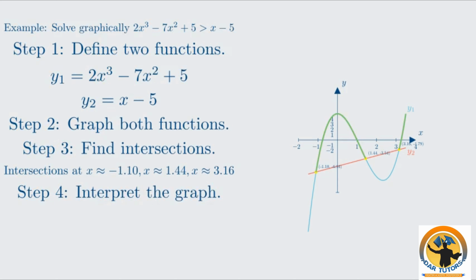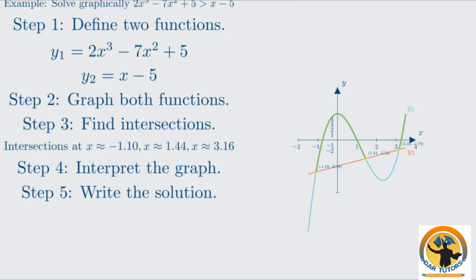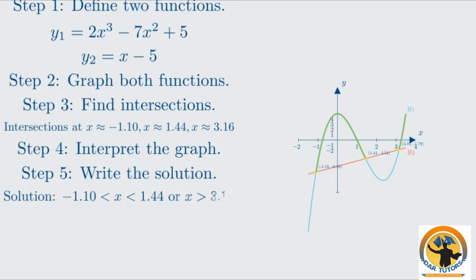Looking at the graph, the cubic is above the line in two intervals, between the first two intersection points, and to the right of the third intersection point. Step 5. Write the solution using the x-coordinates of the intersections. The solution is x is between negative 1.10 and 1.44, or x is greater than 3.16. This graphical method provides a quick way to find approximate solutions to inequalities.